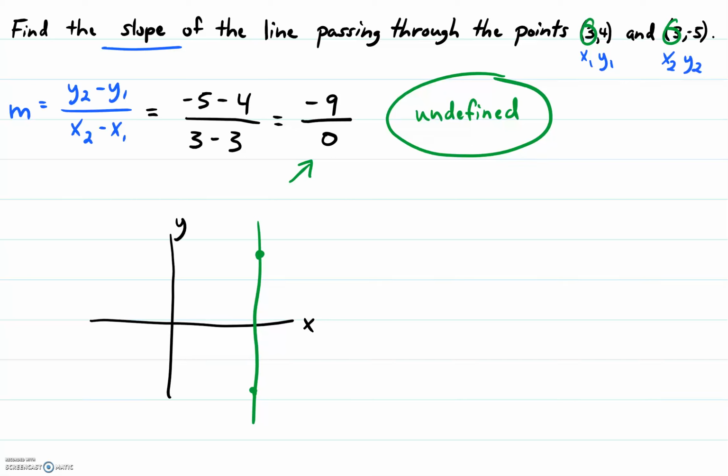The x coordinate was 3 in each case, so of course when you subtract 3 from 3, you're going to get 0. So, long story short, if you end up with a 0 in your denominator when you're simplifying your slope formula, your answer is just undefined, and what you're looking at is a vertical line.